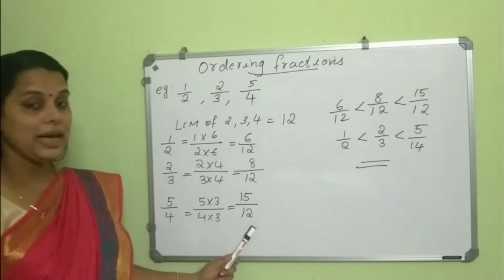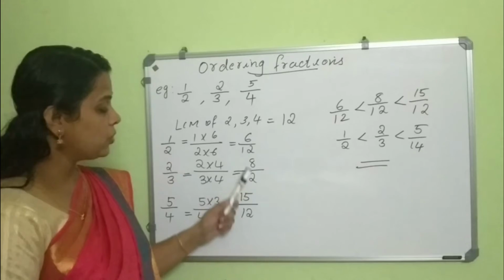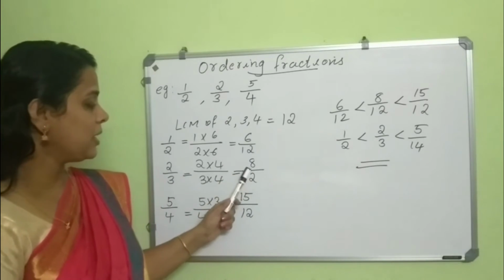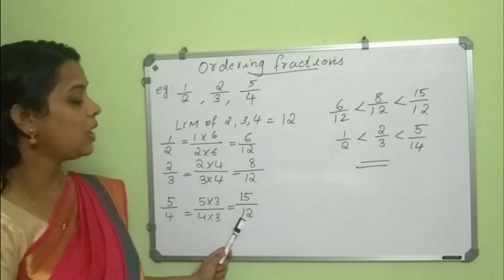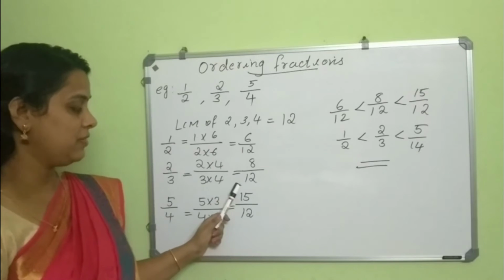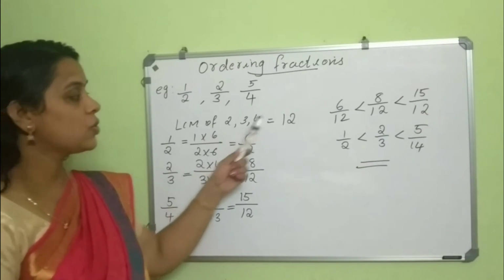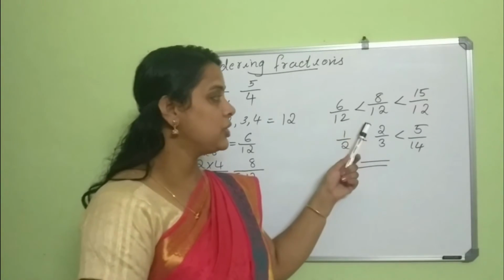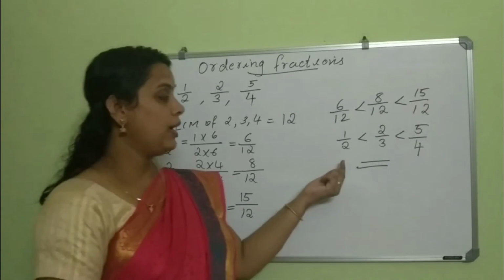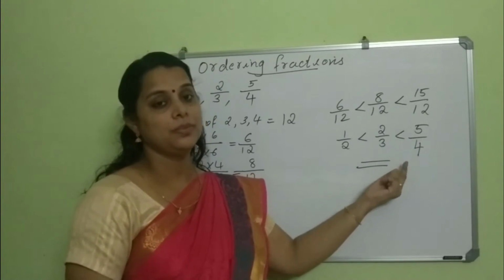These fractions are like fractions. We know how to compare the like fractions. Just we need to compare the numerators. See here, 6 by 12, 8 by 12 and 15 by 12. To arrange in ascending order, smaller to bigger, first is the small fraction, so we just need to compare the numerators. In this, 6 is smaller, so 6 by 12 first, then 8 by 12, then 15 by 12. Now, we can write 1 by 2 is less than 2 by 3 is less than 5 by 4.